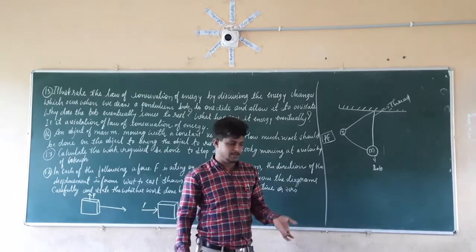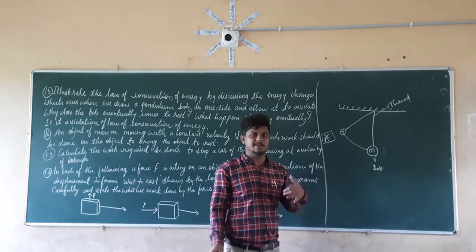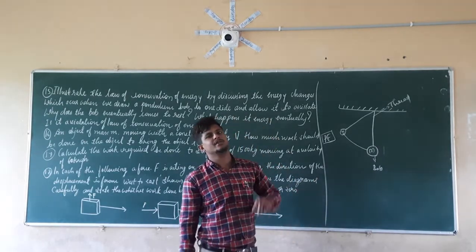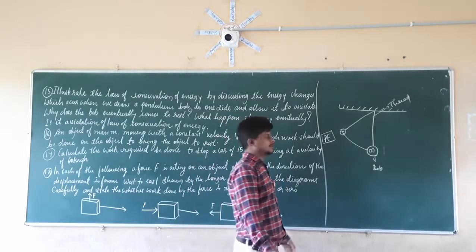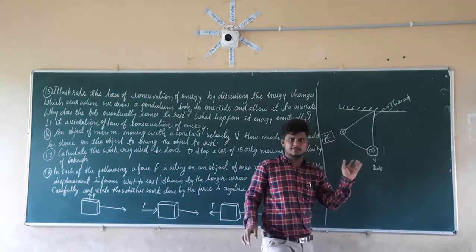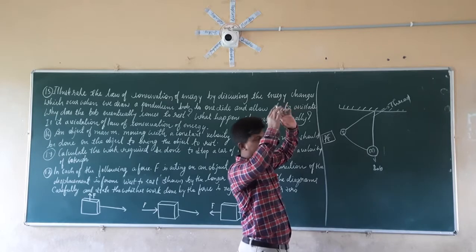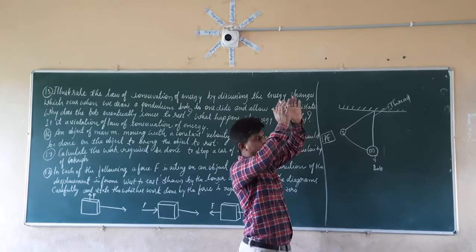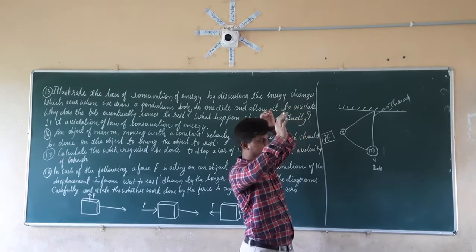Any object, if we take that object to some height, will have potential energy. So it is going to get some potential energy. When we leave that bob at this point, what is going to happen? It is going to start to oscillate.